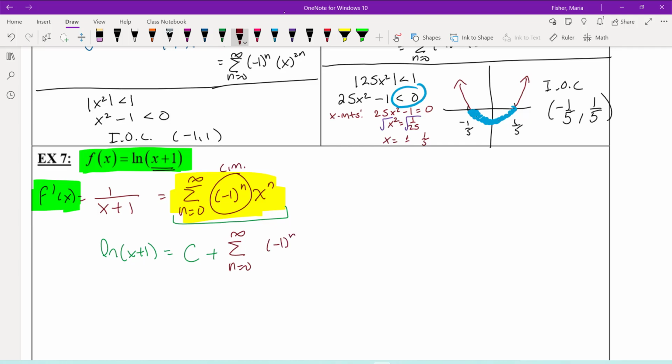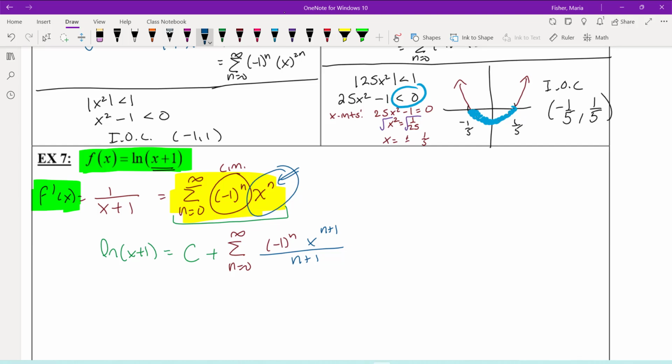This guy here doesn't have an x, making it a constant multiplier. So negative 1 to the n. This is my x right here. So I know that I need to add 1 to the exponent and then divide by that number. I'm dividing by n plus 1. So there we go. That is the series for the natural log of x plus 1. It's C plus the sum from n equals 0 to infinity of negative 1 to the n times x to the n plus 1 all over n plus 1.